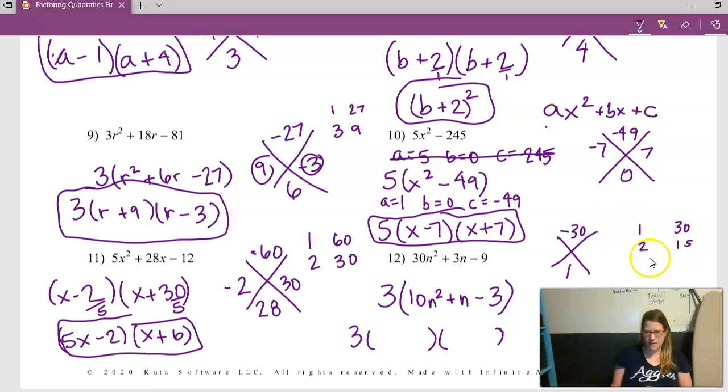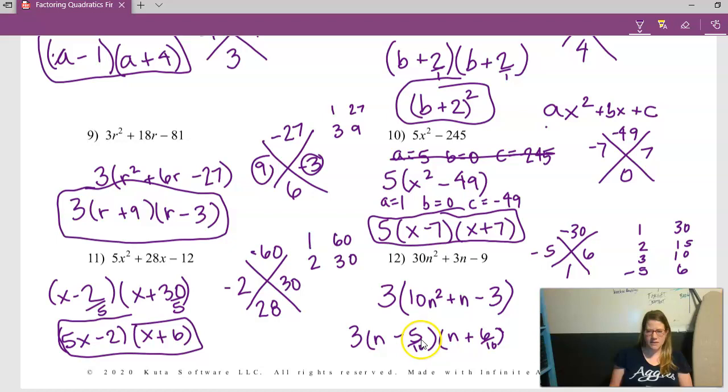2 and 15 won't work. 3 times 10 won't work. 4 doesn't go in evenly. 5 and 6 will work. Our b is positive, so we'll want the bigger number positive, the smaller one negative. So negative 5 and 6 will be our two factors here, n minus 5 and n plus 6. And then we need to divide each term by a.